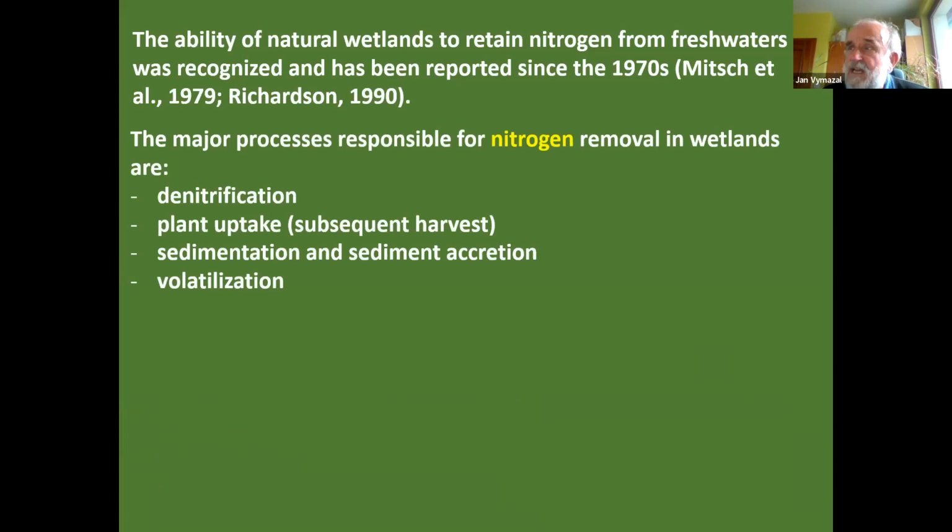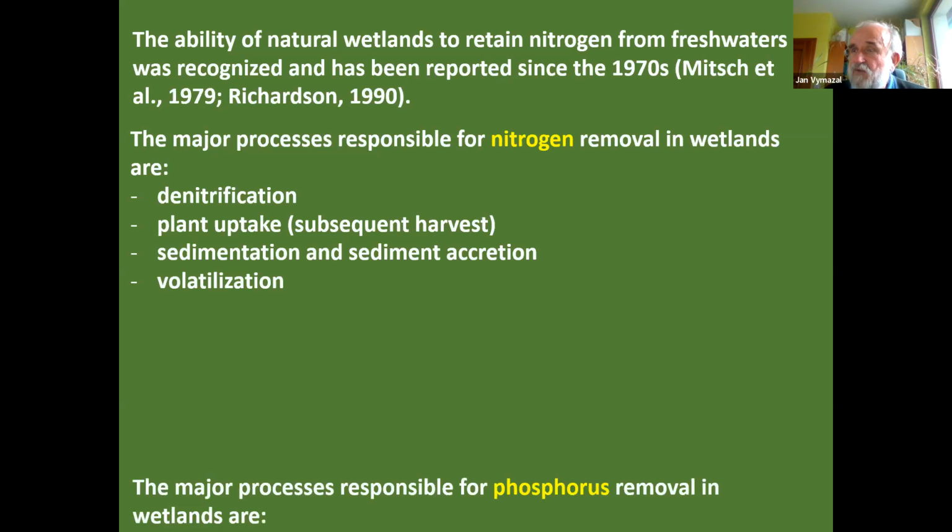It was found as early as in the 1970s that natural wetlands have the ability to retain and transform nutrients. And it was also recognized that the major processes responsible for nitrogen removal in wetlands are denitrification, plant uptake with the subsequent harvest, because if we don't harvest, the plants die back and release the nutrients back into the water. There is also some sedimentation, sediment accretion, and volatilization of ammonia.